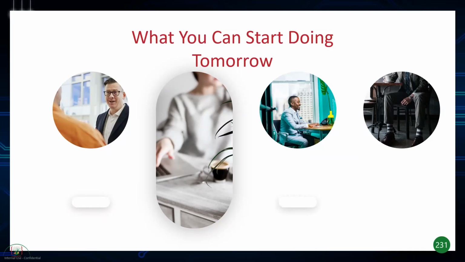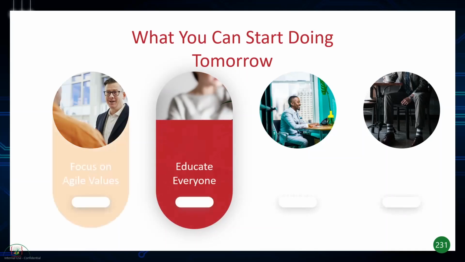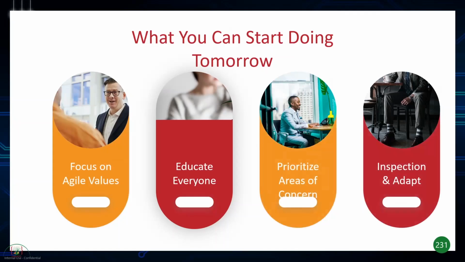So what can you actually start doing tomorrow? Once you've decided that you go with Agile Scrum, you have the buy-in, you have the funds, you focus on the Agile values, make sure you have a good Scrum Master who has the experience, who understands Scrum, because they're going to be the cheerleaders, they're going to be the evangelists for Scrum. They're going to motivate the teams, they're going to motivate the product owner. So having a good Scrum Master is very important.